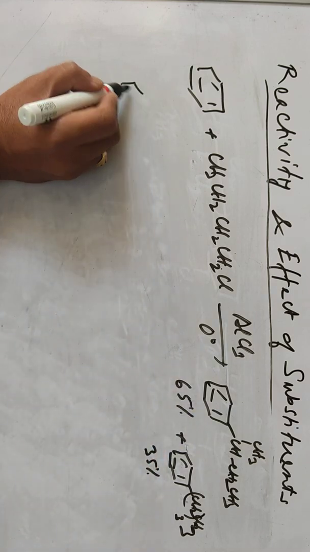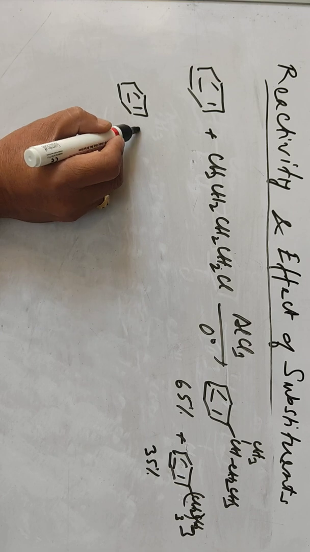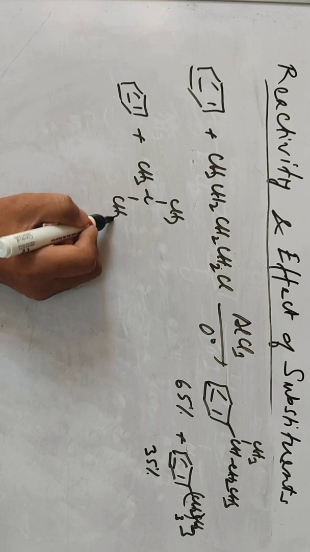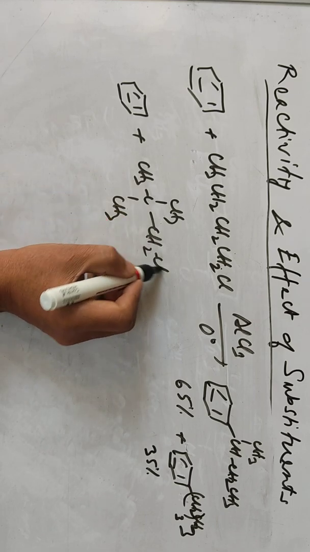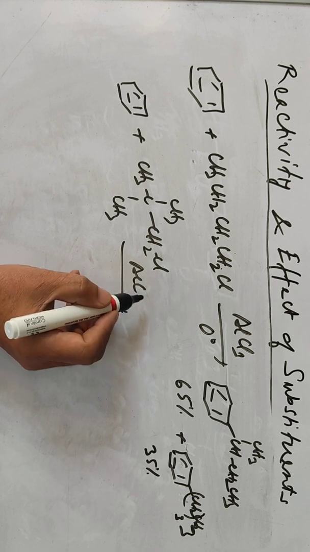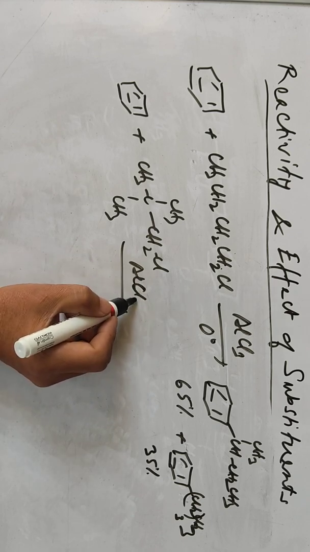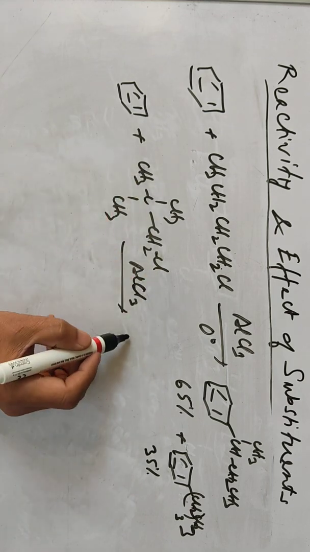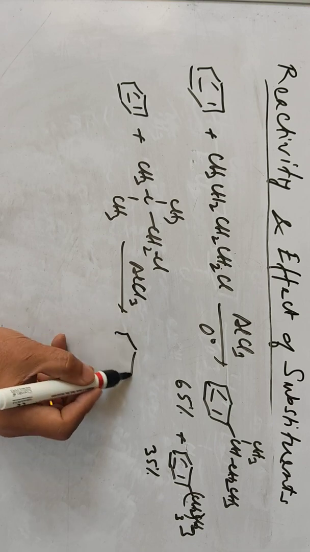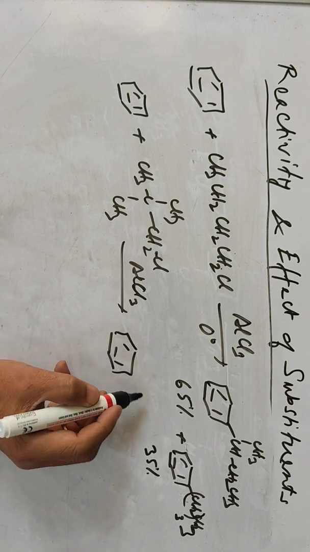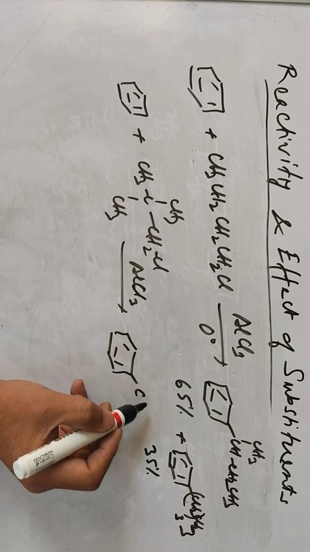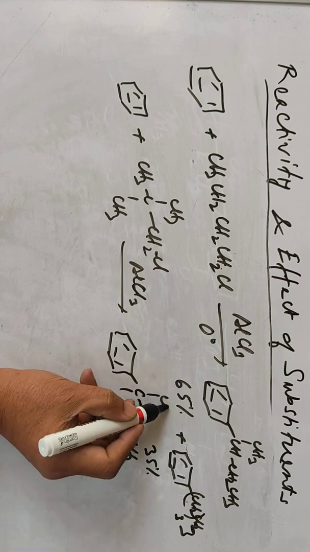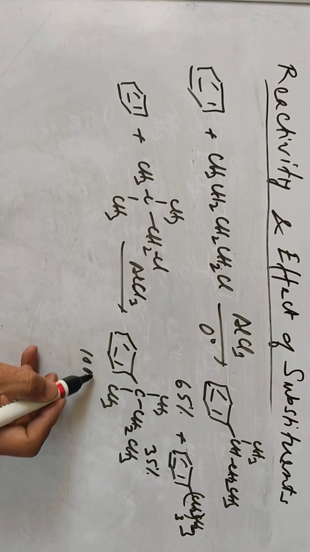Another example: benzene reacts with CH3CH2CH2CH2Cl in the presence of aluminum chloride. These are Friedel-Crafts alkylation reactions. Here you get only one product, and the yield is very high. You can have the product with a tert-butyl group, CH3, CH3, CH3. This is 100%, only one product.